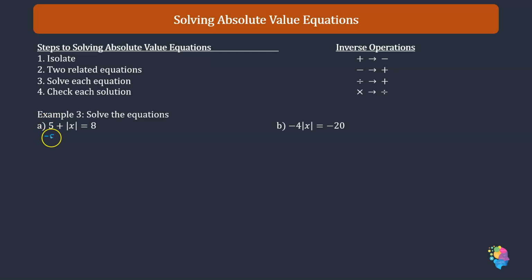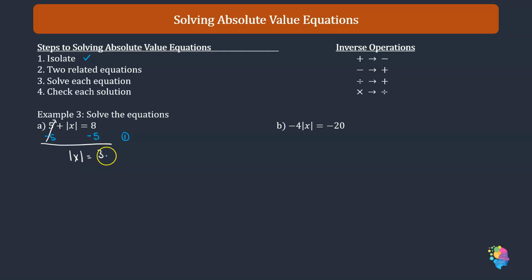I'm going to subtract 5 from both sides. 5 minus 5 goes to 0, and now we have the absolute value of x is equal to 3. Step 1 has been completed. Let me label this with a 1 so that we know that what we did here was step 1. Before we move on to step 2, we have to check. Now that the absolute value has been isolated, there's nothing in the front or at the end of the absolute value, we need to check if it equals a positive number. And it does.